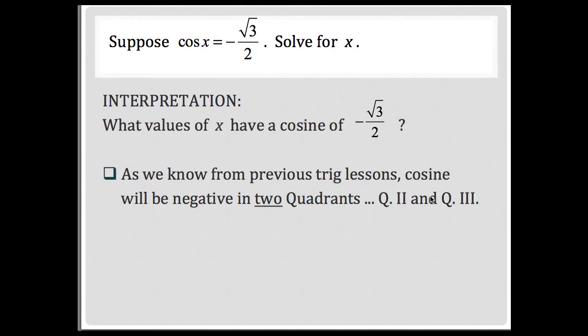Another thing we know from previous trig lessons is that given the fact that we want our cosine value here to be negative, we know cosine is negative in two quadrants, in quadrant 2 and in quadrant 3. So we're going to have an answer out of each of those two quadrants. So this equation actually has two answers to it.